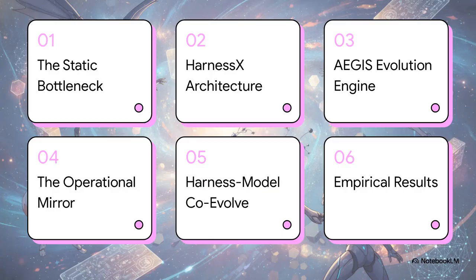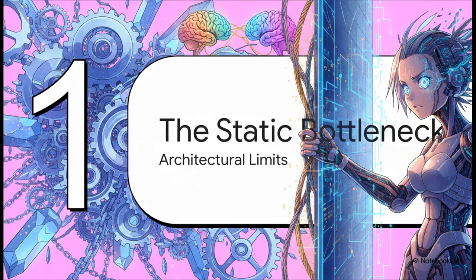Here is the technical roadmap. We'll start by deconstructing the static bottleneck, then rebuild the architecture using a composable taxonomy. Next, we'll analyze the AEGIS evolution engine, map out the operational mirror, and finally close the loop with cross-harness GRPO and the empirical results. Section 1, the static harness bottleneck.